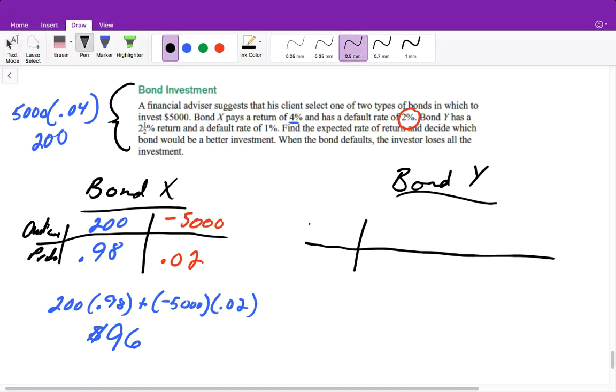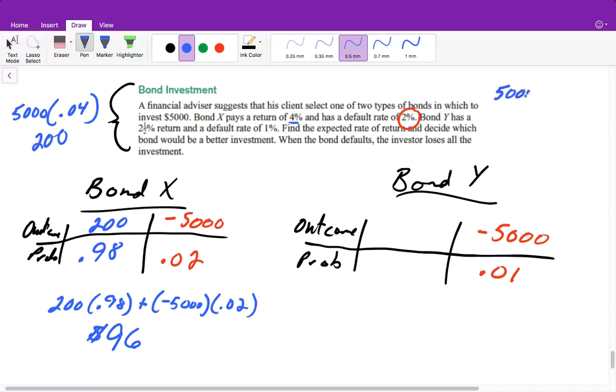Right now, we would have to do the same thing for the bond Y. So we have our outcomes and we have our probability. So in this one, we have still $5,000, but it has a 2.5% return and a default rate of 1%. So once again, if it defaults, we lose all 5,000, but this time it only happens 1% of the time. Our return is not as good, so we're not getting a 4% return, but we're getting a 2.5%. So a 2.5% return is giving us $125.